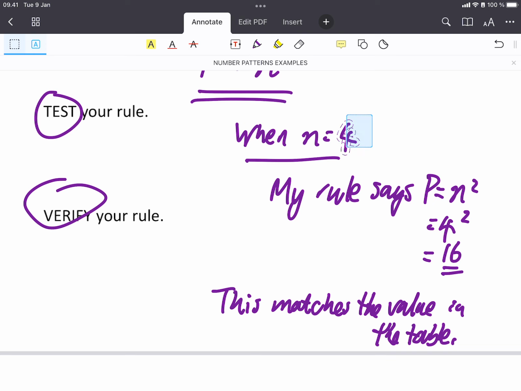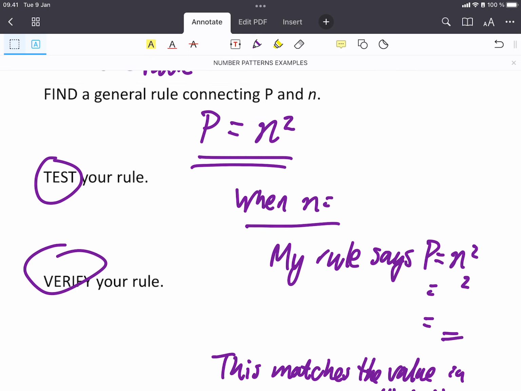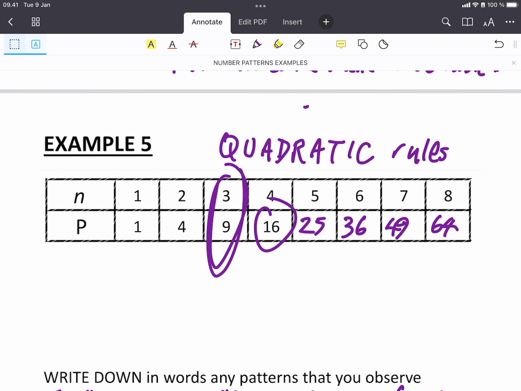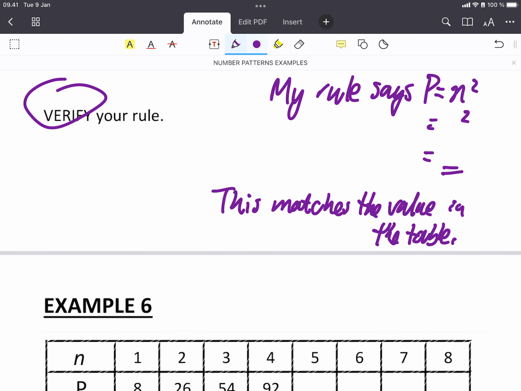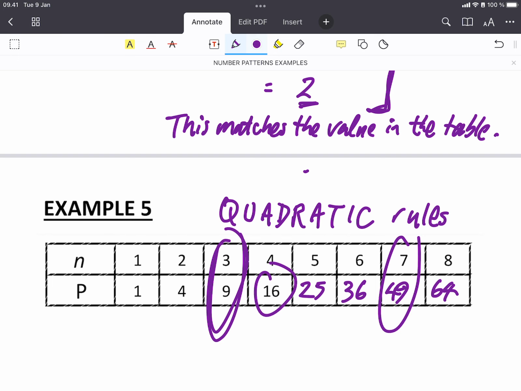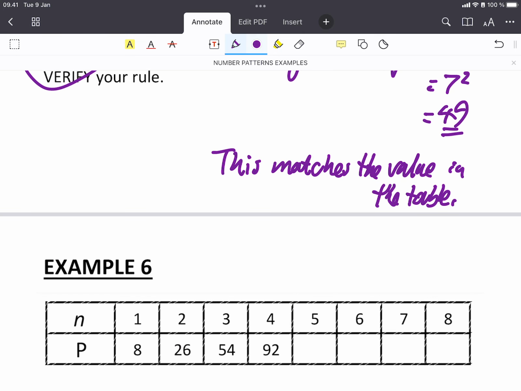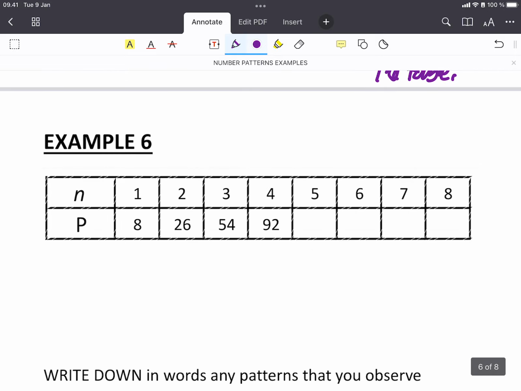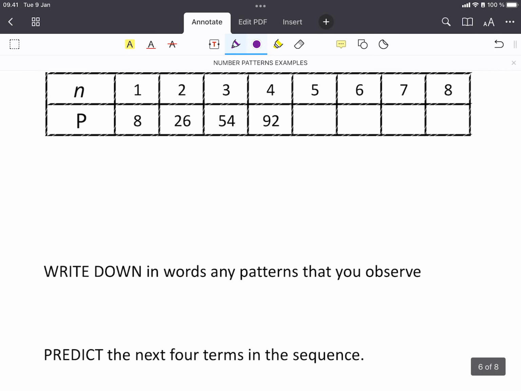And verifying is just doing the exact same thing, but for some of the higher values, where you filled in the table yourself with your own predictions, and checking that it still works. So for example, when n equals 7, my rule says p equals n squared, which is p equals 7 squared, which is 49, and that matches my value in the table. Okay, so that was fairly straightforward. Going to go on to a trickier example now.